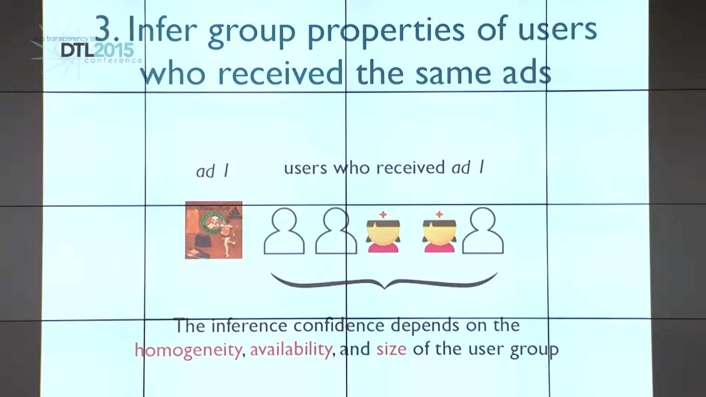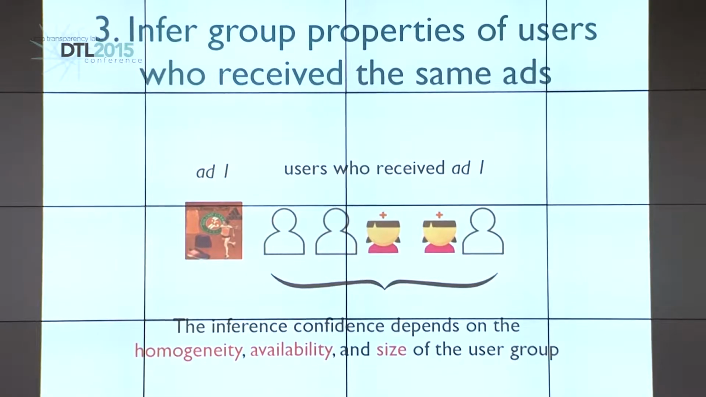For example, here we have an ad, and we have 5 users that receive this ad. If we have more precise information about 2 of these users, we could infer the properties of the whole group of users that receive a particular ad. Here we could say that this ad was targeted to female doctors. And of course, we also want to provide a confidence measure in our inference. We are planning to compute it based on the homogeneity and availability of a property in a particular group and the size of the group.